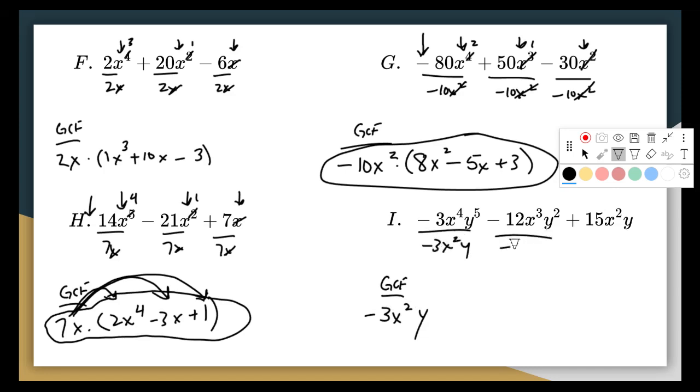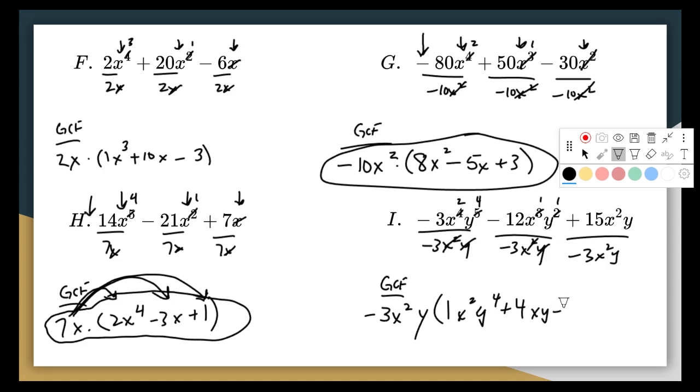And I'm going to divide by negative 3x squared y and see what remains. Here we go. Negative 3 divided by negative 3 is 1. 4 powers of x up top, 2 on the bottom, there'll be 2 remaining. 5 powers of y up top, 1 on the bottom, there'll be 4 left. Negative 12 over negative 3 is positive 4. 3 powers of x up top, 2 on the bottom, 1 remaining. 2 powers of y up top, 1 on the bottom, 1 remaining.